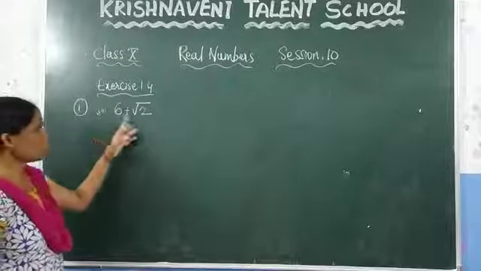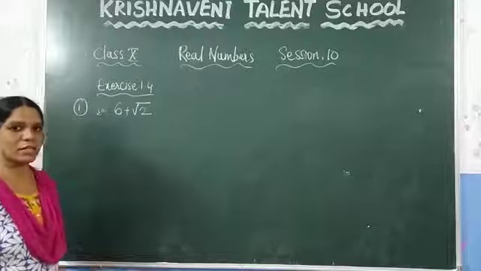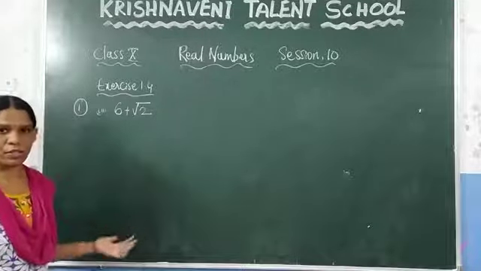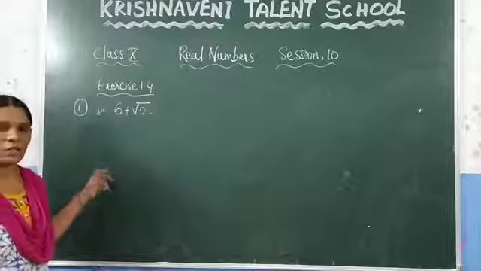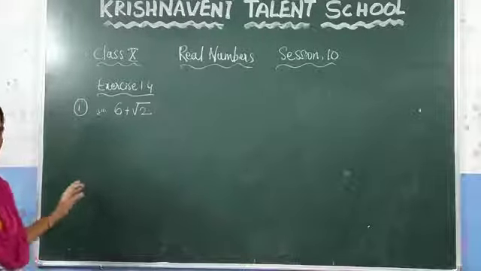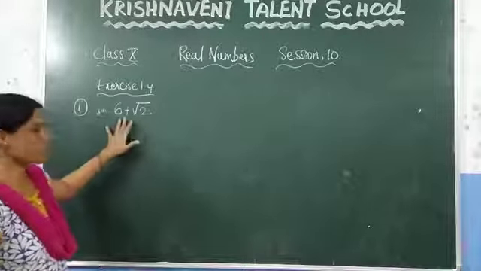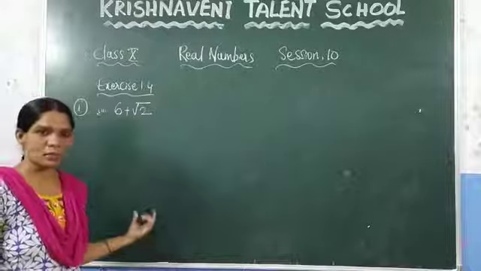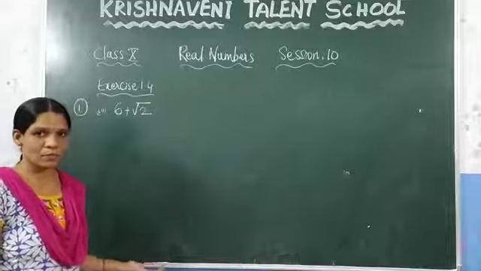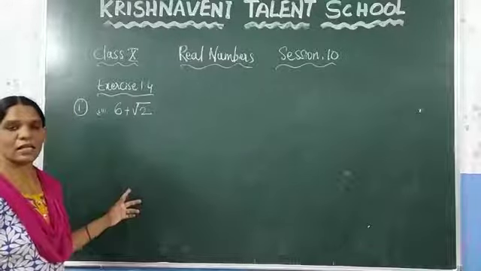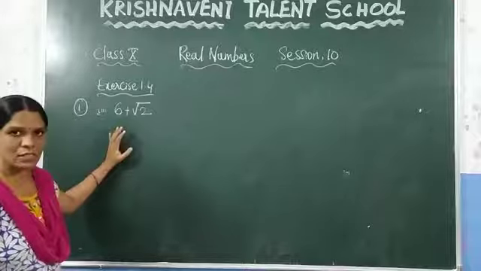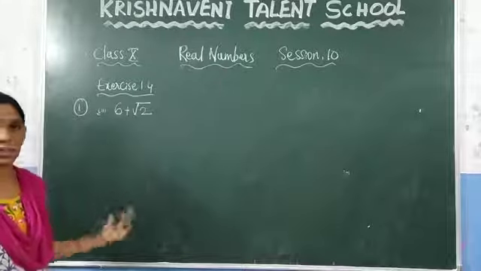Here you need to prove 6 plus root 2 is irrational. To prove that, what do we have to do? By using the contradiction method, as we have discussed. What is that method? First we have to treat this number as a rational number, and after doing all the process you will get some contradiction equation or statement. Then we can say that our assumption is false, so this value is an irrational number. That is the process of the contradiction.